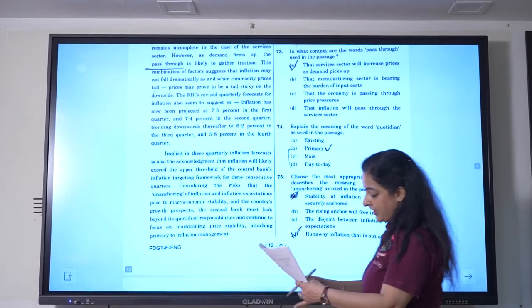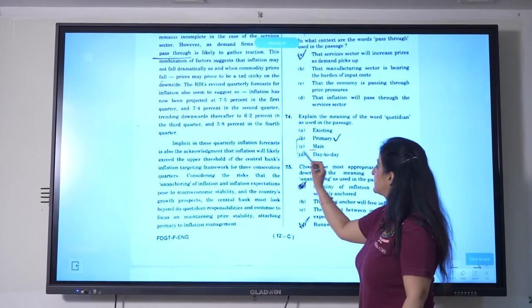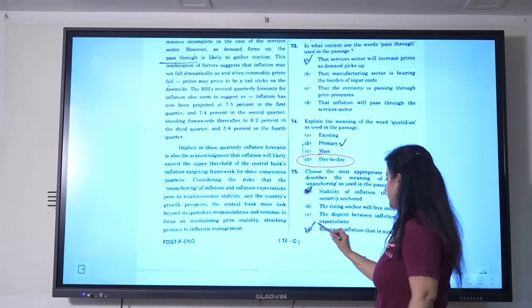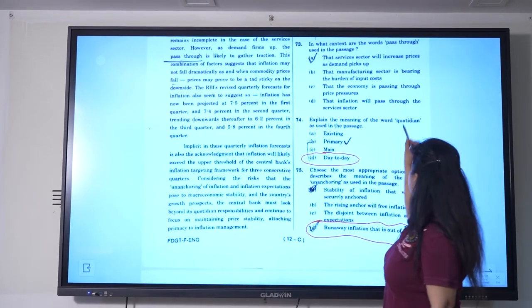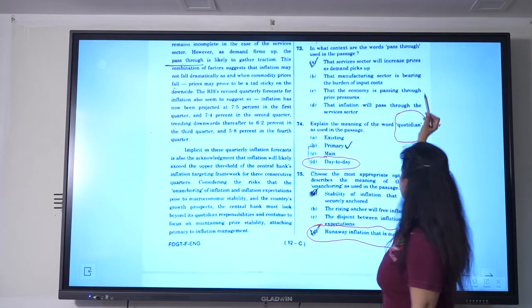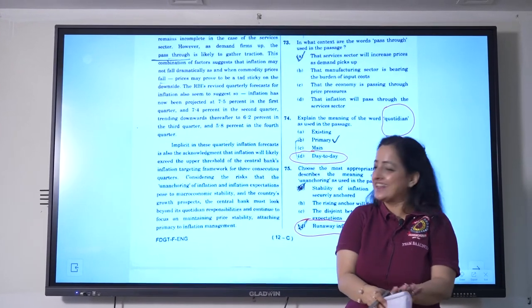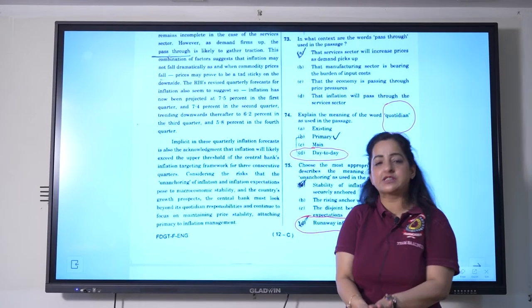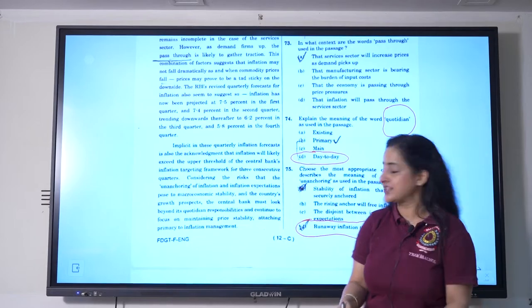74 and 75, the answers are 74 delta, 75 again delta. Okay, yeah, vocab based question. Nobody would be able to help you if you have not heard of that word. Quotidian is nothing but day to day. Your quotidian duties, your quotidian responsibilities, your quotidian task, it just means your day to day task.